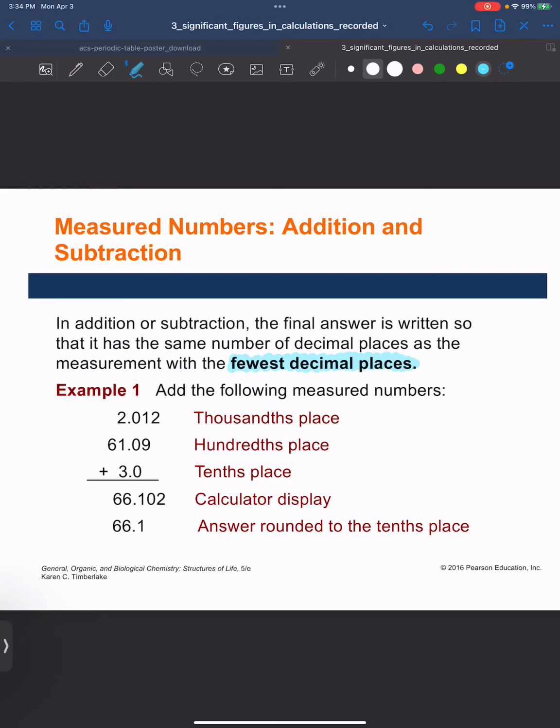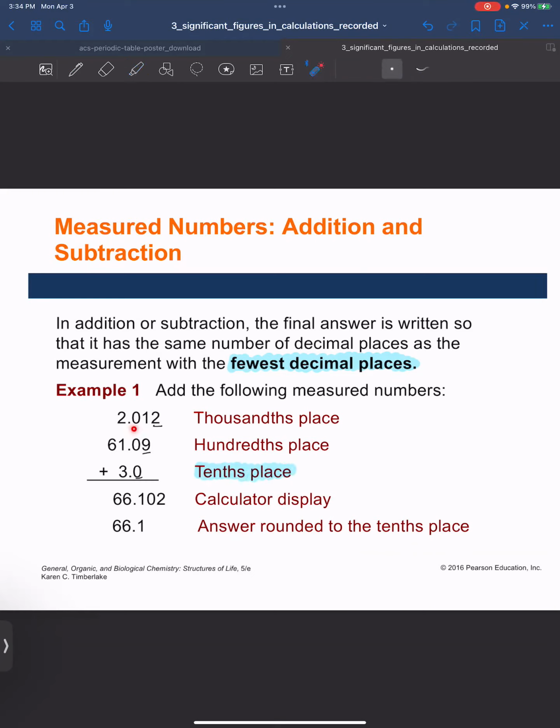So for example, if we had 2.012 plus 61.09 plus 3.0, we can see that the first measured value goes to the thousandths place. The second measurement goes to the hundredths place. And the third measurement goes to the tenths place. The third value is the one with the fewest decimal places, so the tenths place.